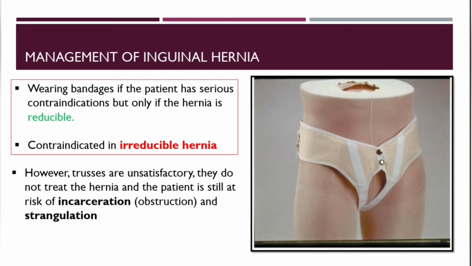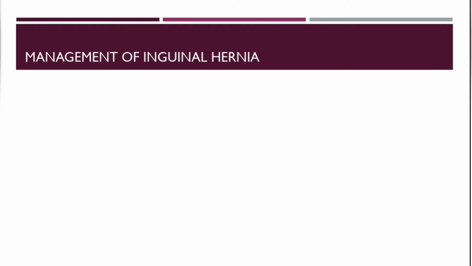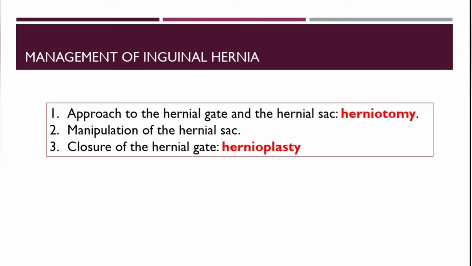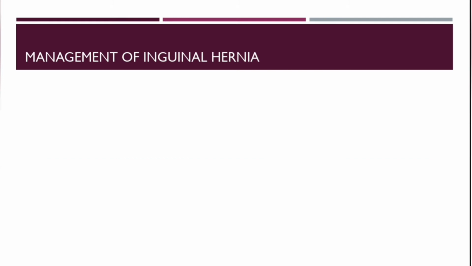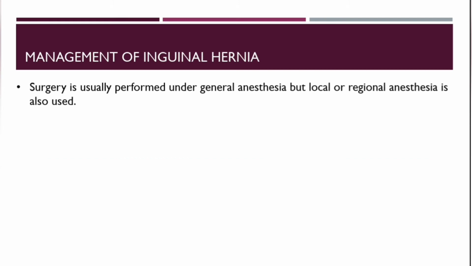So if we talk about the surgical approach, there are three main principles, right? Approach to the hernial gate and the hernial sac is called herniotomy. Manipulation of the hernial sac and closure of the hernial gate, that's hernioplasty, right? Surgery is usually performed under general anesthesia, but local or regional anesthesia is also used, right, depending on our specific condition, which I will talk about later.